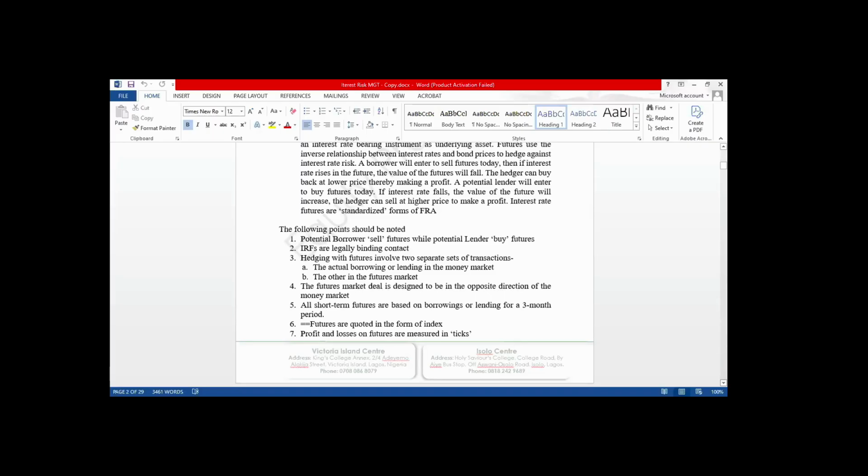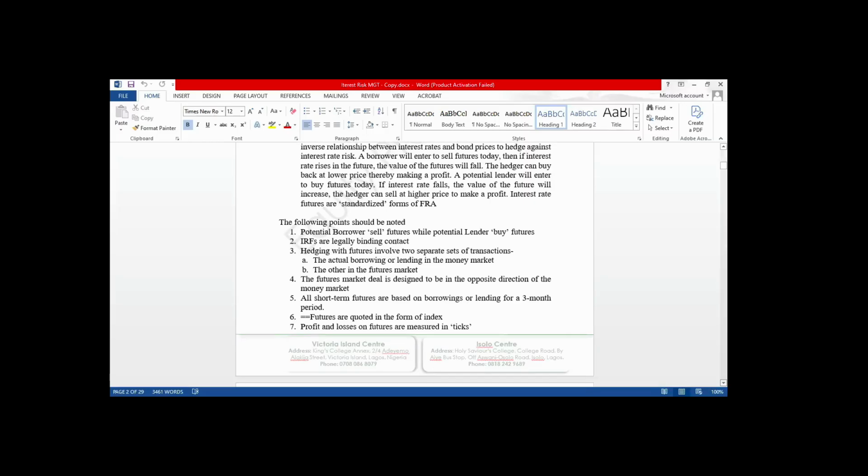We explained that under futures, 2 transactions are involved. The actual borrowing and lending in the money market, and the hedging of the interest rates in the futures market. These 2 markets are designed in opposite direction. We explained this last week.